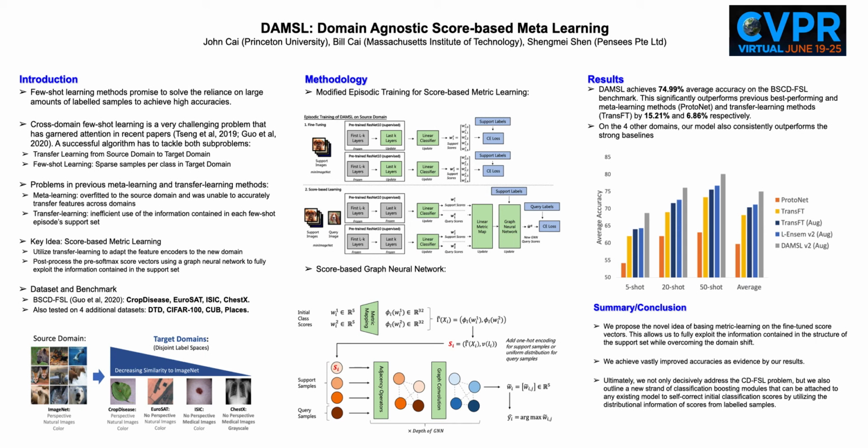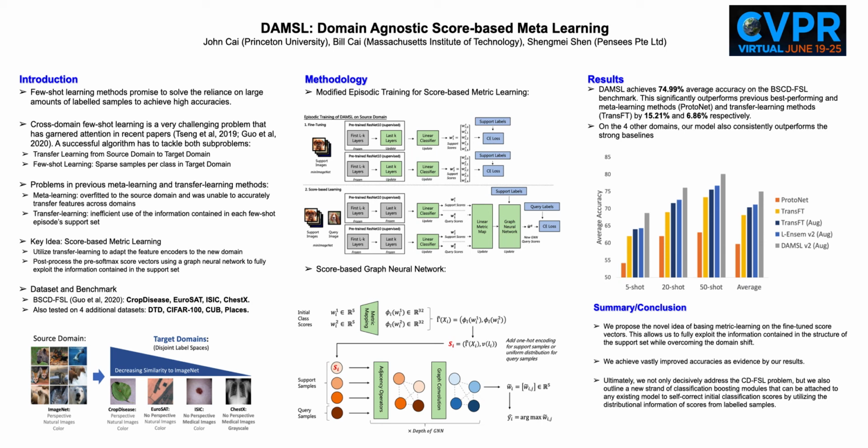Right, so in conclusion, we proposed the novel idea of basing a metric learner on the fine-tuned score vectors rather than the feature vectors. This allows us to fully utilize the information contained in the structure of the support set while taking advantage of fine-tuning to overcome the domain shift. And as a result, we've achieved vastly improved accuracies.